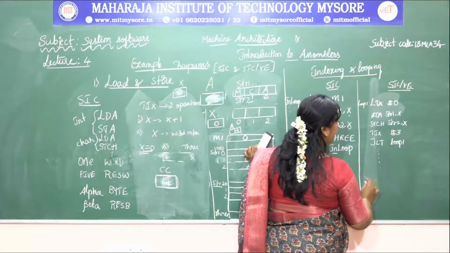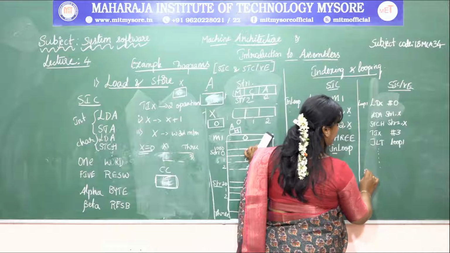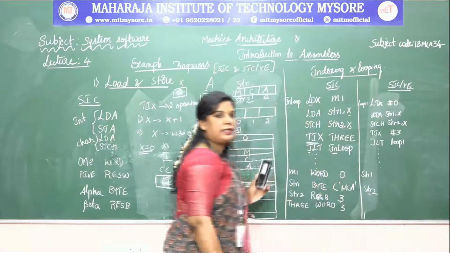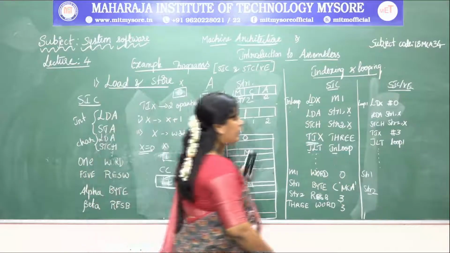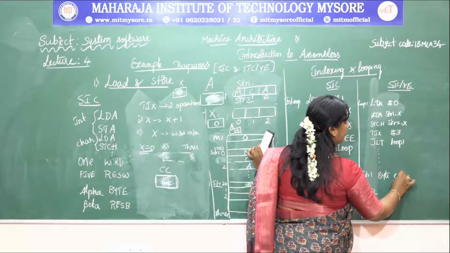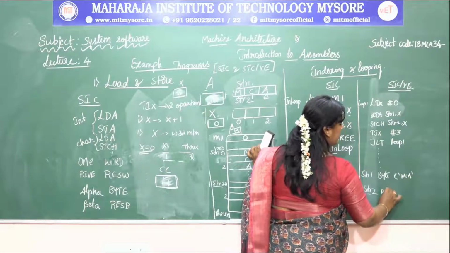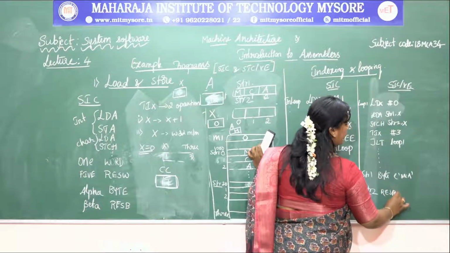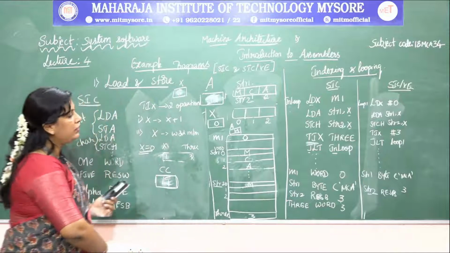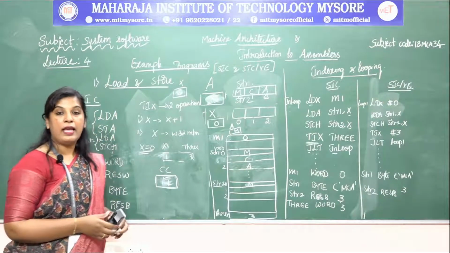After that, we have to define string 1 and string 2. That's it in SIC XE machine architecture. String 1 is BYTE, so here it has a character string, MCA. String 2 is RESB, reserve byte. How many characters are we reserving? 3 bytes. So this is the difference between the program which we can write by using SIC and SIC XE.